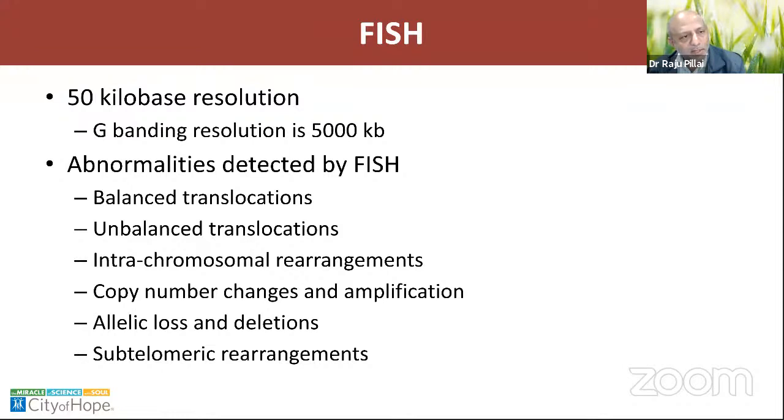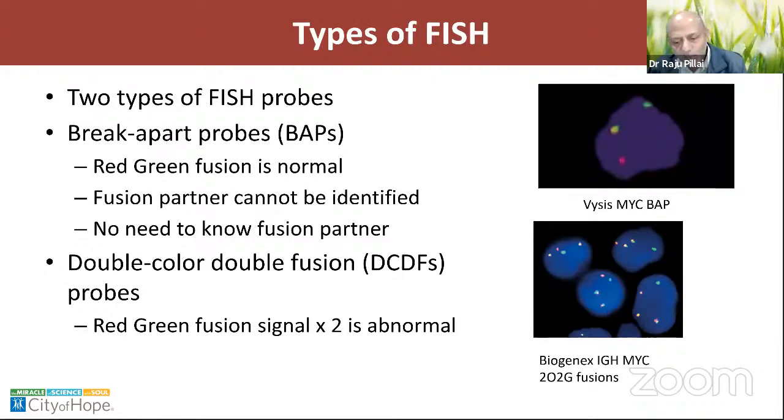So FISH has much higher resolution than G banding. It's got a 50 kilobase resolution, and you can detect balanced translocations. You can detect unbalanced ones. You can detect intrachromosomal rearrangements, copy number changes, amplification, allelic loss, and deletions. And since most of you would be familiar with FISH, I'd briefly make some remarks for the trainees.